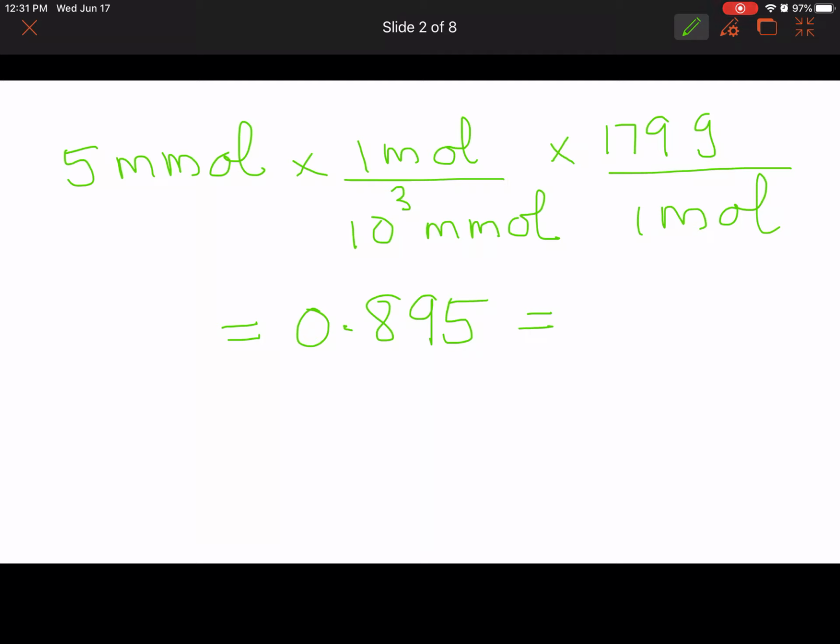And then you also remember the rounding rules. 0.89. We are dropping 9. So you have to add 1 to 0.8. That will make it 0.9. So that's the amount you're going to be measuring.